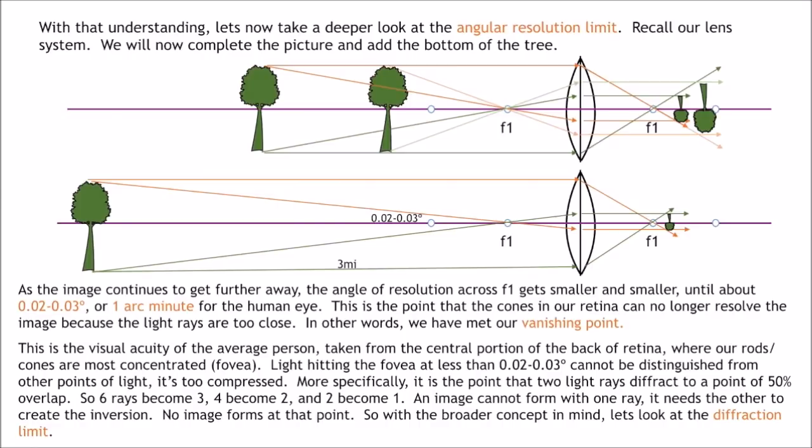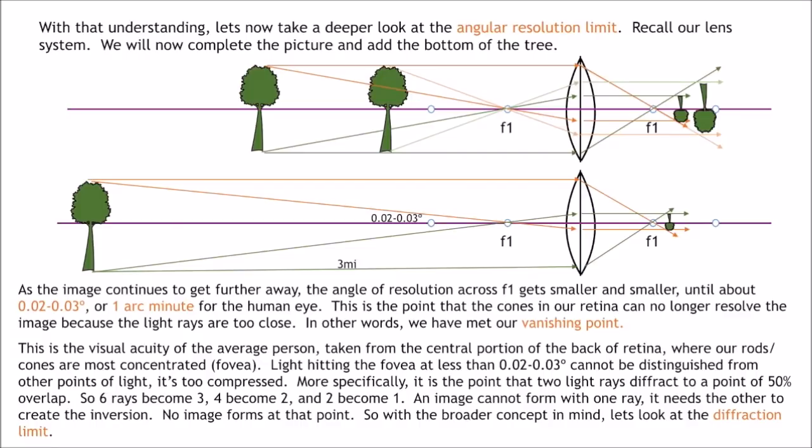So as the image continues to get further away, so now looking at the middle diagram, the angle of resolution across f1 gets smaller and smaller. As you can see between the two pictures, as we move this tree out to our left, that angle is getting smaller and smaller until it gets to about 0.02 to 0.03 degrees, or 1 arc minute of the human eye. And this is the point that the cones in our retina can no longer resolve the image because the light rays are too close. In other words, we've met our vanishing point, and the information cannot be resolved.